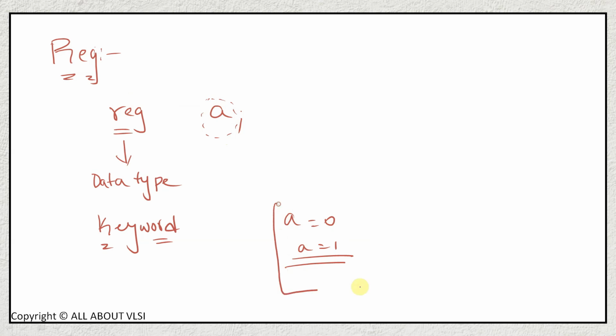So here you can store the values 0 and 1 into this particular variable a, which has been declared by reg. Let's try to understand this reg and net with a module example. Let's say module.